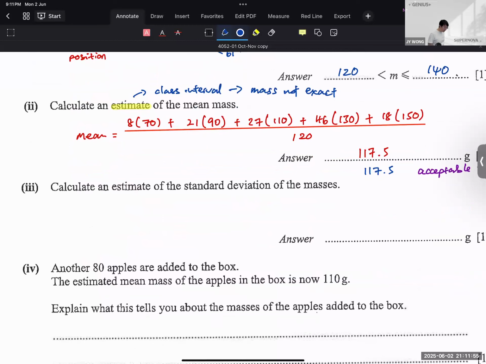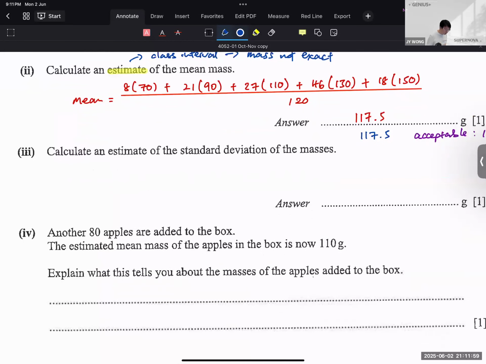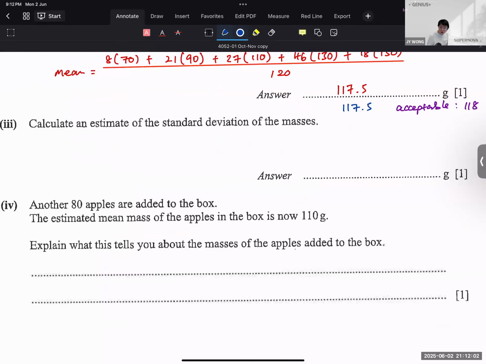Now, question 3. Estimate the standard deviation. If you found mean using calculator, you will also have found the standard deviation at the same time, right? What's the standard deviation? What's your SD given the calculator?